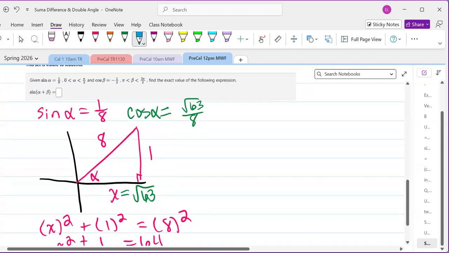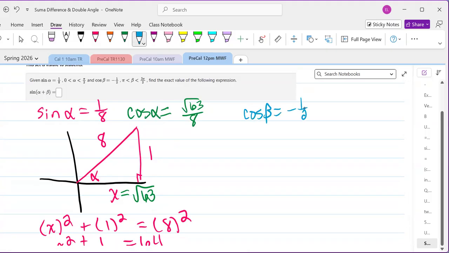Now I'm going to use the second setup. They tell me the cosine of beta is -1/2, and that beta is in between pi and 3 pi over 2. So pi is our negative x-axis, 3 pi over 2 is the negative y-axis. So we're in quadrant 3. And then I label beta. Now cosine is adjacent over hypotenuse, so our adjacent side is the -1, and the hypotenuse is +2.